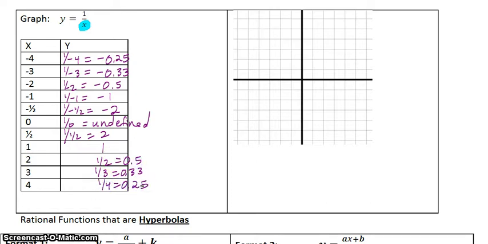When I graph this, just do the best you can: negative 4, 1, 2, 3, 4, negative 0.25, then negative 0.33, negative 1/2, negative 1, negative 2, and then the other side looks something like this. And notice that this section was undefined right here when x was 0. What's actually going to happen is that undefined part gives us a vertical asymptote. It's hard to tell because my grid lines are so thick, but I actually have two pieces of graph with an asymptote in the middle.